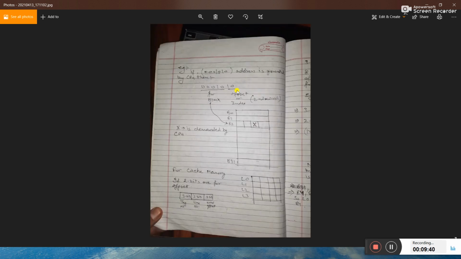Now see the example. So for example, it is 0001010. So first 5 bits are my block number. So first 5 bits are 00010. So it is B2, right? And which number of the word?